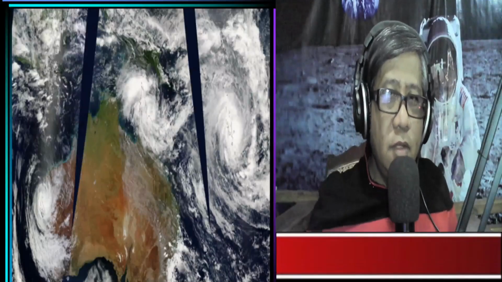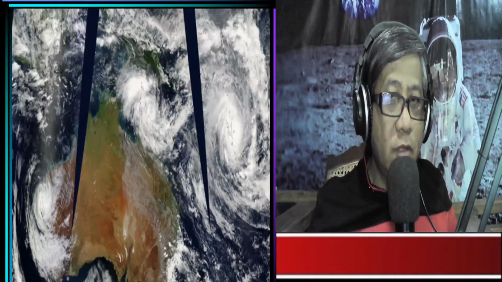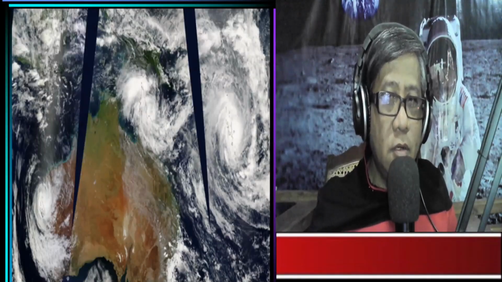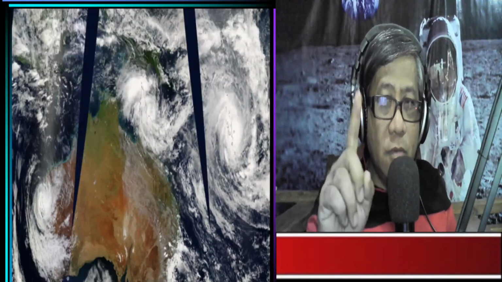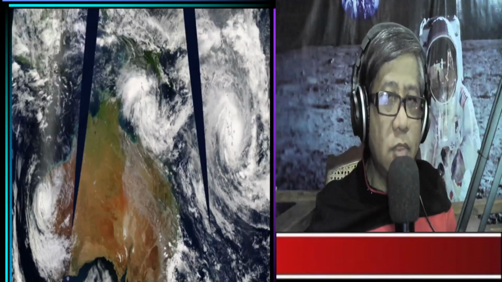Now, that is really fascinating about cyclones. Cyclones are low pressure centers. Here in the Philippines, we call them typhoons. And a cyclone spins counterclockwise in the northern hemisphere, like here in the Philippines. Typhoons spin in a counterclockwise direction. And cyclones spin clockwise in the southern hemisphere.